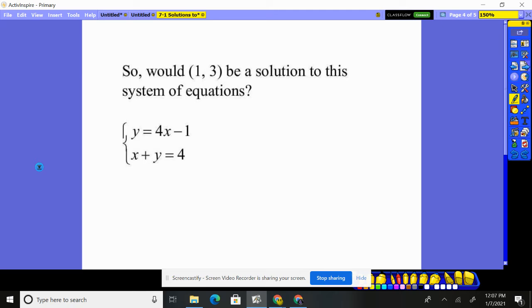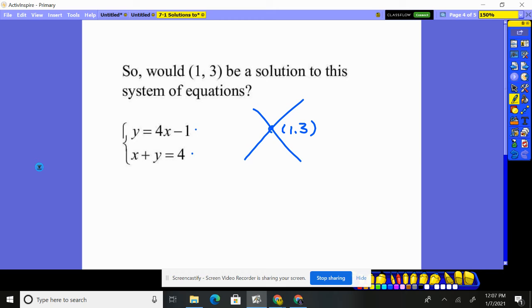Well, how are we going to determine that? So here, would (1, 3) be a solution to this system of equations that I made? I have two lines: y equals 4x minus 1 and x plus y equals 4. Is the point of intersection going to be that point (1, 3)? Is that the point that is on both of the lines? So if I plug (1, 3) into this equation, would it be true? And if I plug it in there, would it be true?